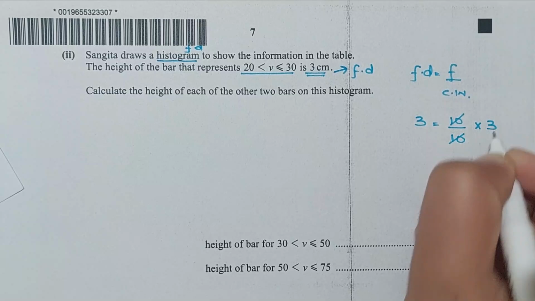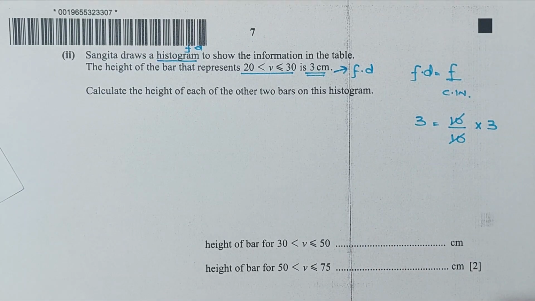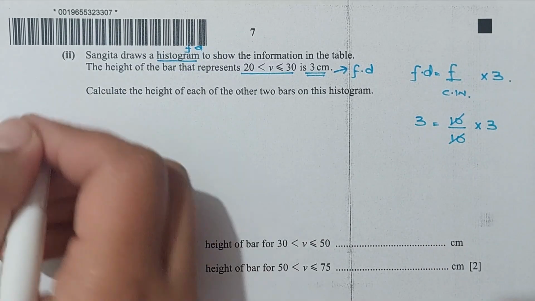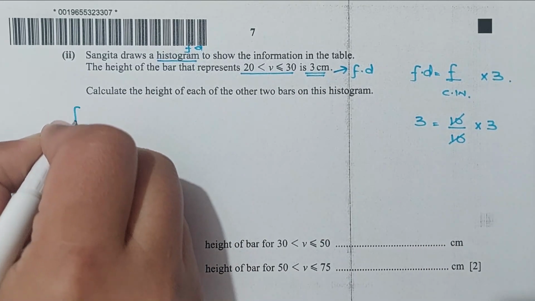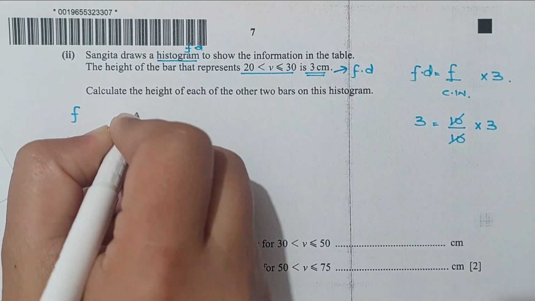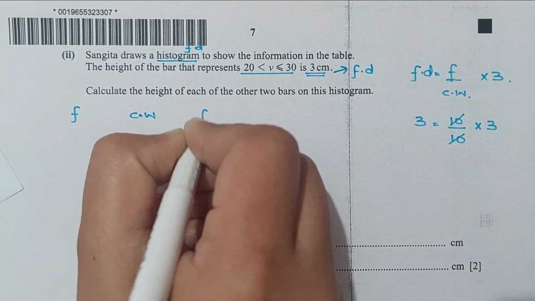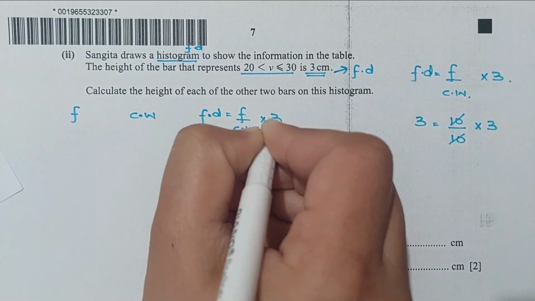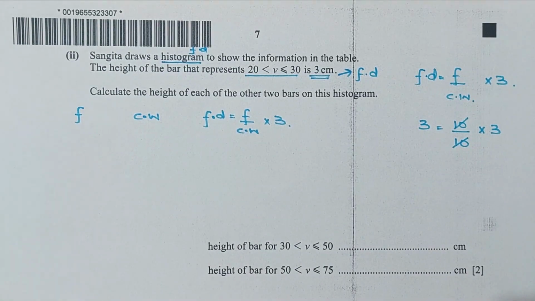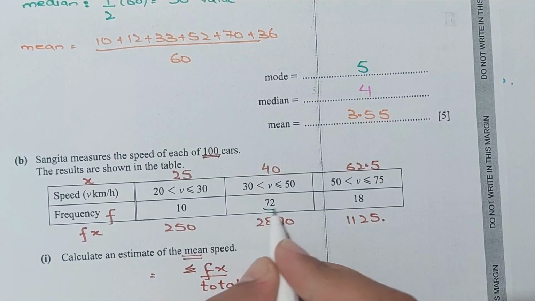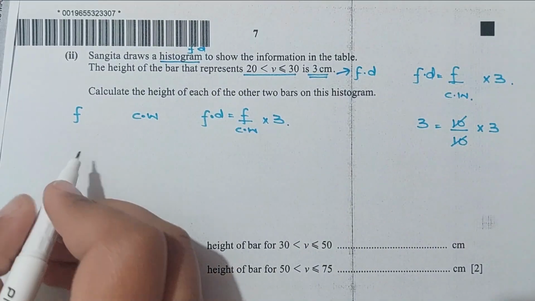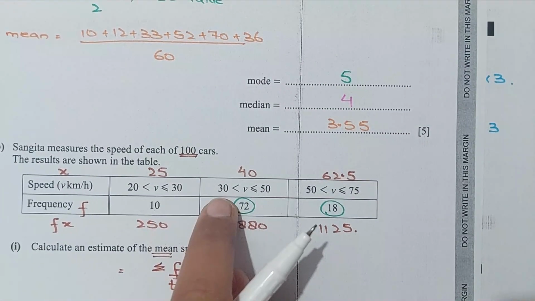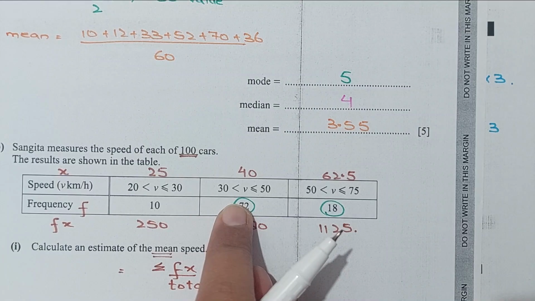So it is times by 3 each time to get the height of that. We got that formula, right? So now the frequency density is equal to frequency over class width, multiplied by 3. All right. Now for the intervals, we have the frequencies which are 72 and 18. What is the class width? The class width of 30 to 50: 50 minus 30, which is equal to 20.